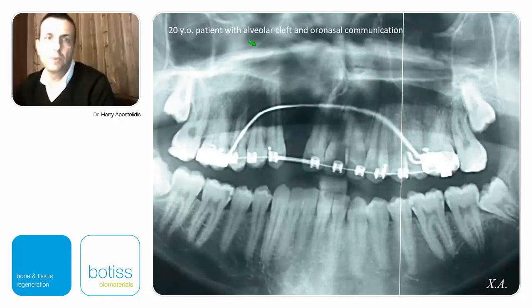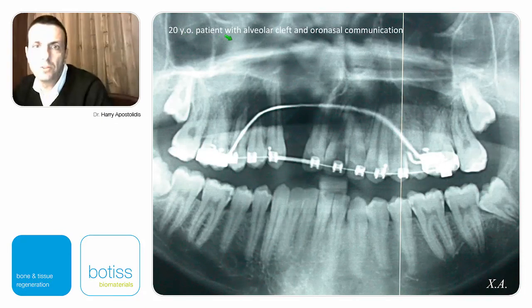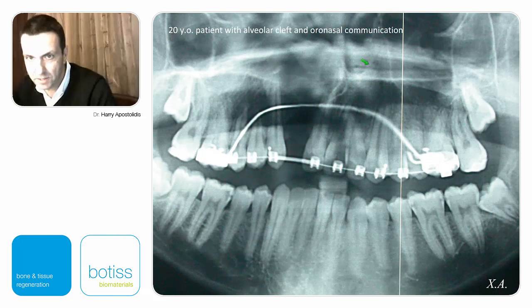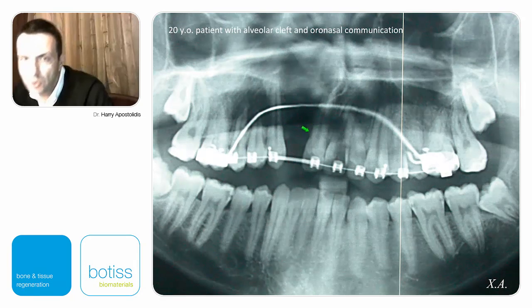And I'm going to finish with this case, the 20-year-old patient with alveolar cleft and oronasal communication. These are demanding cases. There is no bone in here to stabilize your graft. So you cannot rely on the host bone to get osteoblasts. From where? From the roots. We only have a very thin bone covering the roots here. So we have to rely on our grafted bone to start producing bone right away.